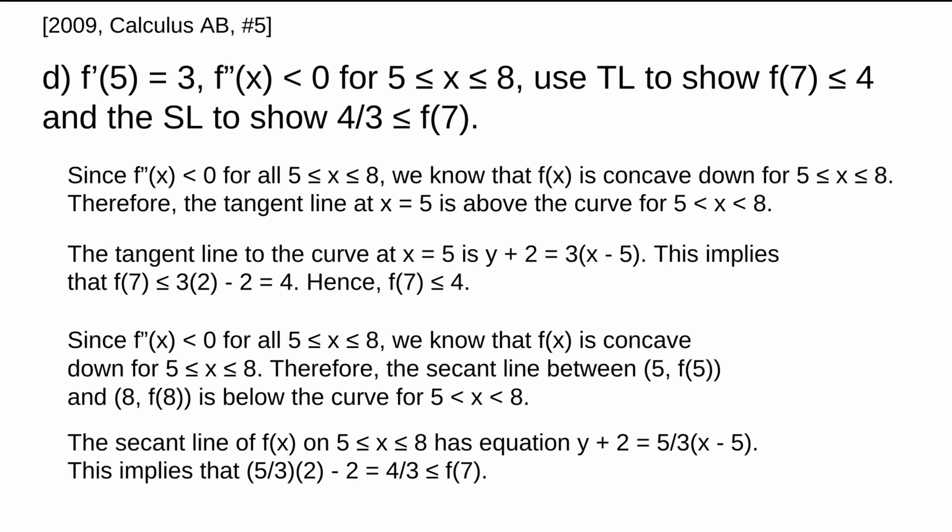Okay, so let's find the equation for that secant line. Using the formula for slope, the slope of the secant line is 5/3. Using the point 5 comma negative 2, we know that an equation for that secant line would be y plus 2 equals 5/3 times x minus 5. All right, so if that is our secant line, plugging in 7 for x, we get 5/3 times 2 minus 2, which is equal to 4/3. All right, and that must be less than or equal to the actual value of f of 7.